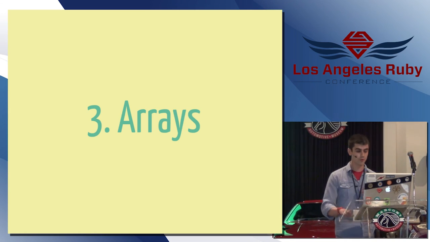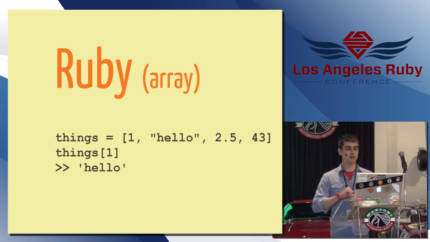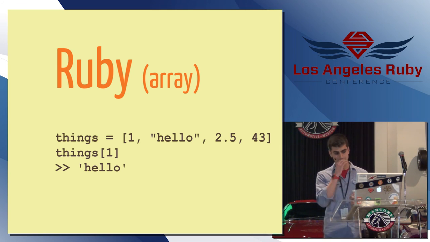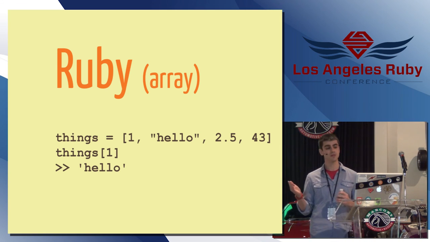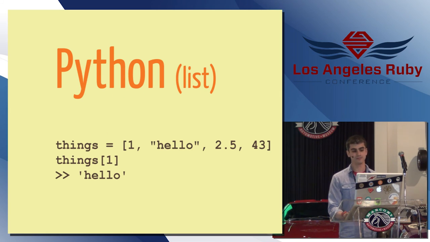Three, both languages support arrays. So in Ruby, it's called an array. You can put any kind of object in there, and you can access elements with the typical integer syntax. Of course, there's a lot of other things you can do with arrays because of enumerable, but this is just the basics. Python calls it a list, but it is basically the same.